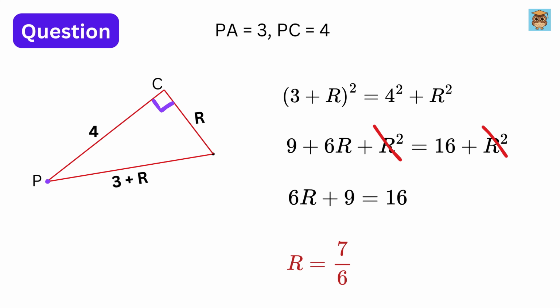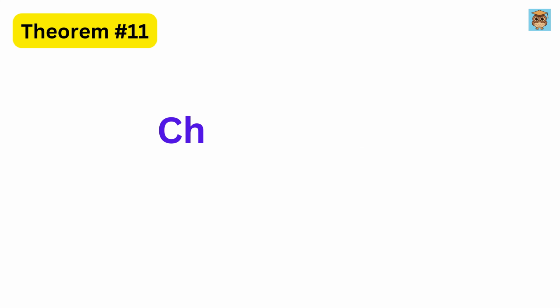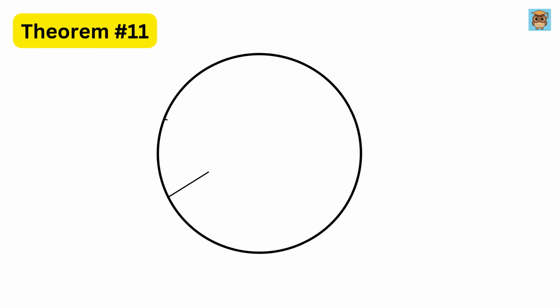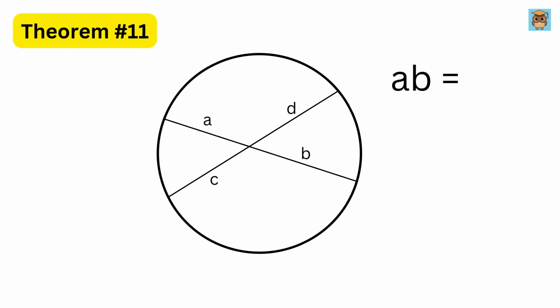Now we move on to our final theorem, or Theorem 11, which is chord-chord power theorem. This theorem states that if two chords intersect inside a circle, let us label the sides as A, B, C, and D. The theorem says A times B will always be equal to C times D.